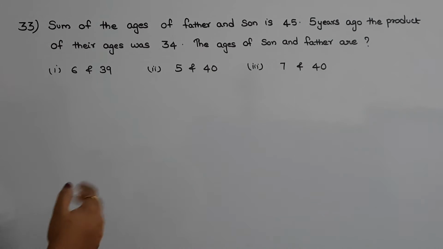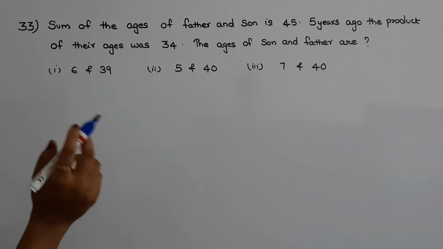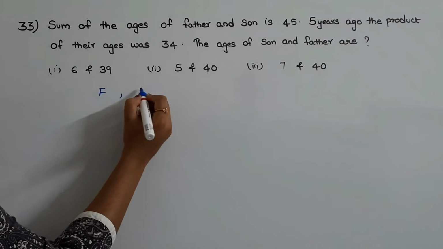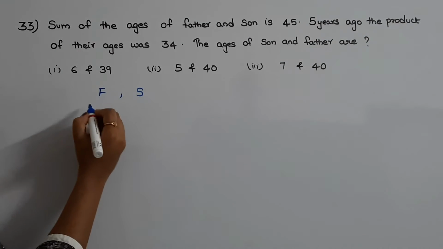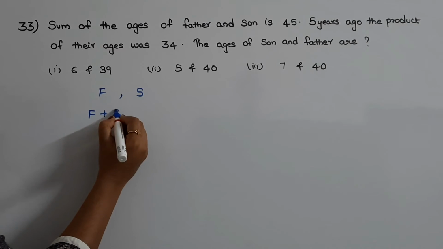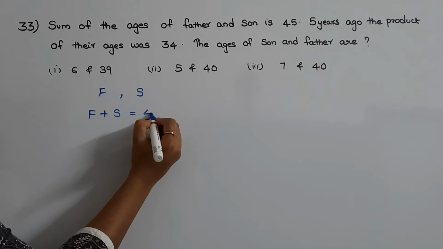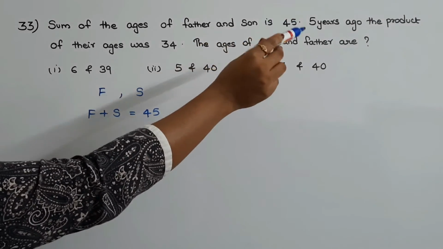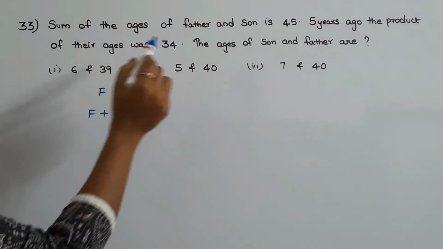Okay. So let us see how to solve this. Let us assume present age of father as F and the present age of son as S. Then sum of their present ages would be F plus S, and that is given as 45. Okay. Then they have given that 5 years ago the product of their ages was 34.